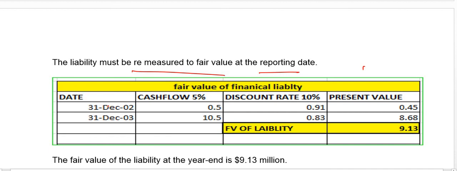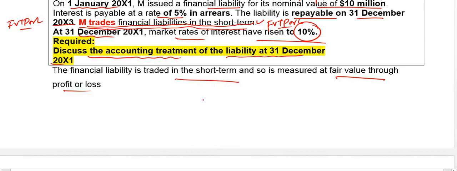Now on 31st December 2002, this is the year end, the second year in, the cash flow is 5%, meaning you have to pay this interest payment, and add in the total amount, that is interest plus the redemption, as the liability is repayable.